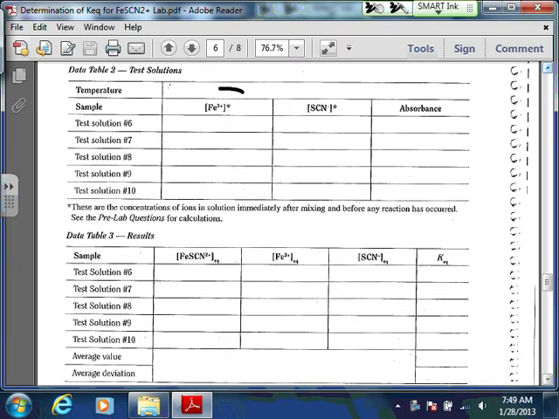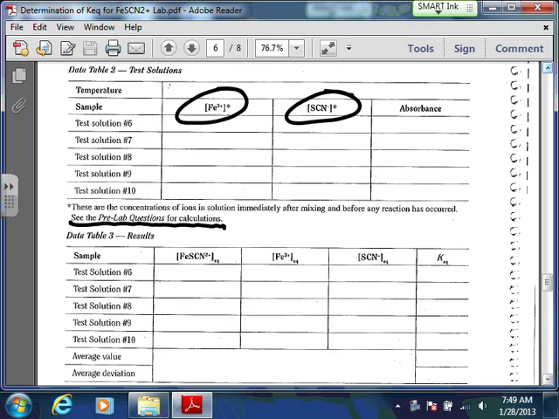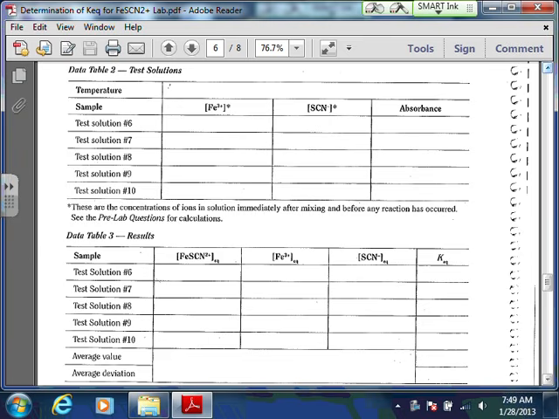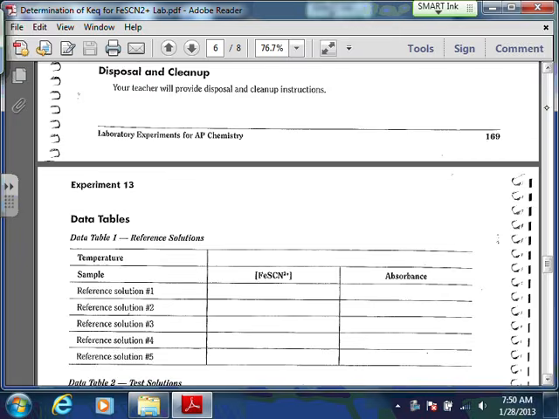Okay, and they actually have these starred to show, see the pre-lab questions for calculations. So that shows you basically exactly where to put those. Once you have done the lab and gotten all of your absorbance data, you're going to be putting it right here, and also in data table 1. That's where you're measuring the absorbance of your reference solutions and your test solutions. That's really all the data you're going to be collecting in class, just measuring those absorbances.